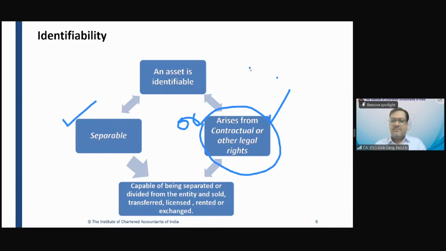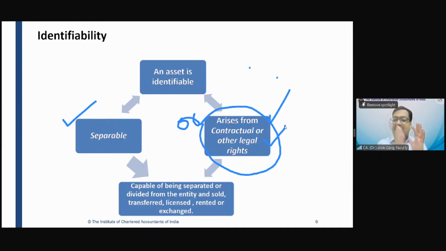No, because it is non-transferable. So guys, it is not transferable, but there are two conditions. An asset is identifiable if it is separable or it arises from contractual or other legal rights. So the company has bought this license from the Government of India under a contract, right? So this license gives a contractual or legal right to enjoy the benefit, right? So this will be capitalized as an intangible asset.